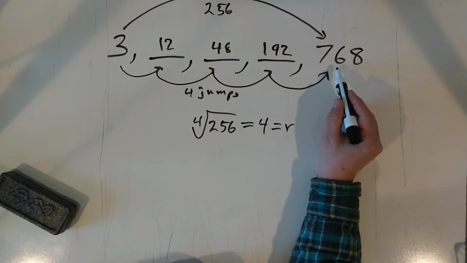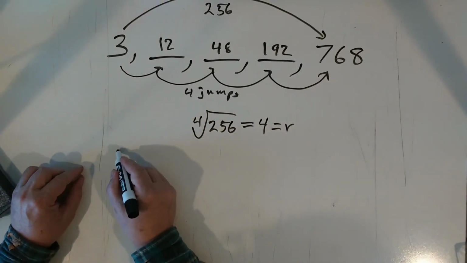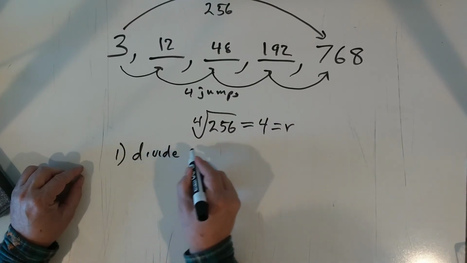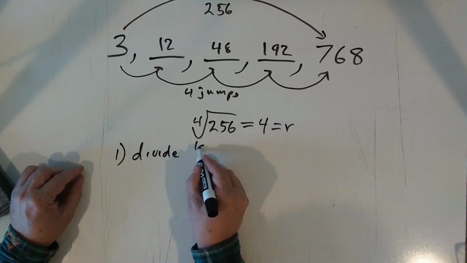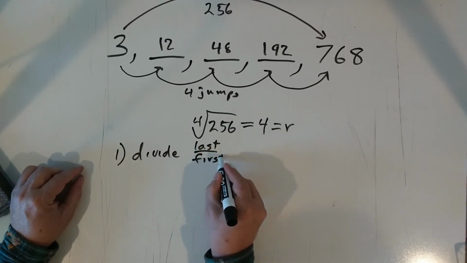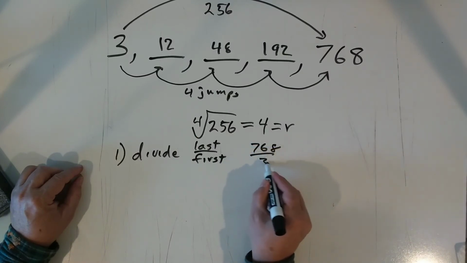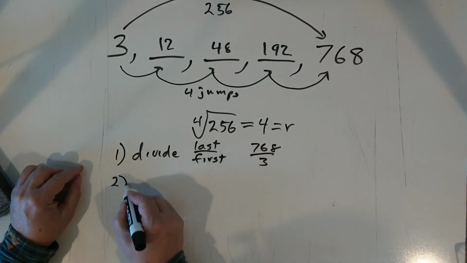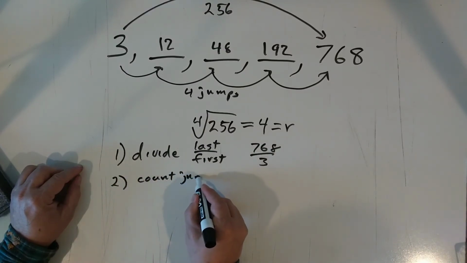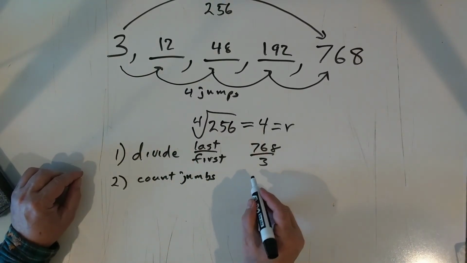To find the means when we have multiple jumps, follow these steps. Number 1, divide the last number by the first number. Notice we did that here with 768 divided by 3. Number 2, count the jumps. In this case, that was 4.